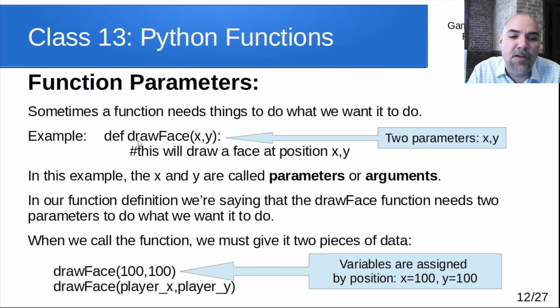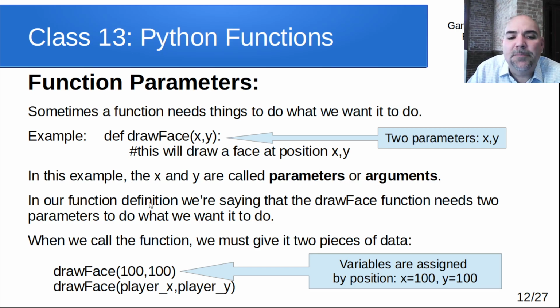You want to say, define this drawFace function. Well, you might want to say, where do we want the face drawn? What's the XY position on the screen where we want the face to be? And those things that we pass to the function are called parameters or function arguments. I usually use the word parameter. Some people call them arguments. Sometimes I'll call them arguments too. But those mean the same thing.